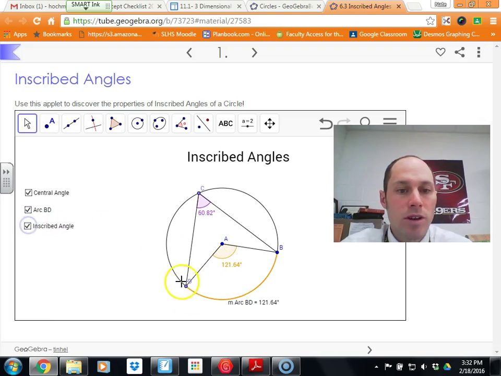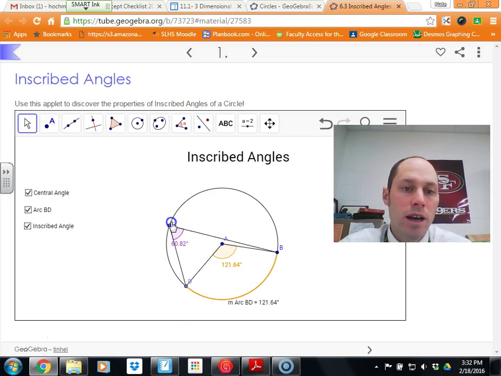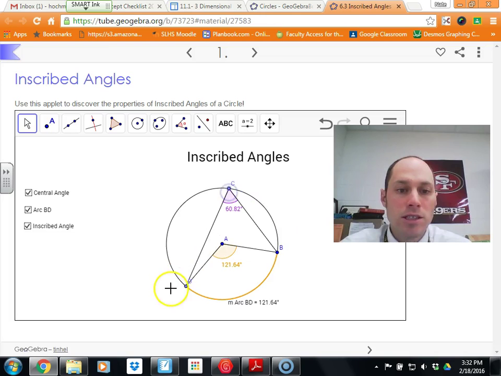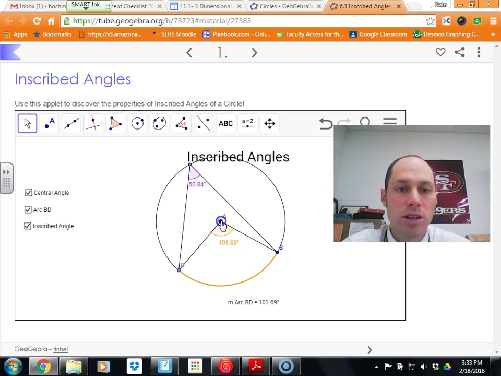And then when I put the inscribed angle that connects, the inscribed angle is the angle where the vertex is on the edge of the circle, and it intercepts the same arc, AB. Notice that it's always half of the arc or half of the central angle. No matter what size the circle is, it's always half.